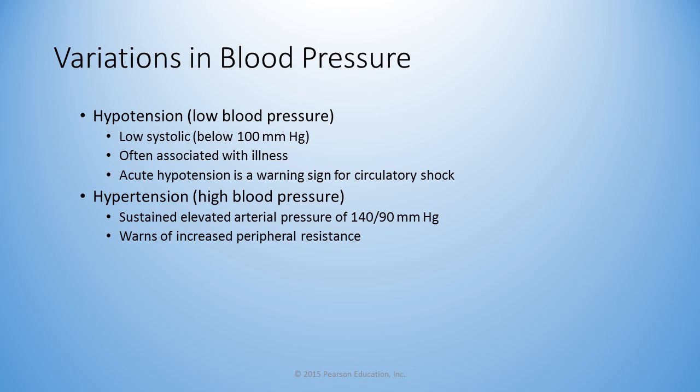Hypertension, which is high blood pressure, is when, sustained, the blood pressure is 140 over 90 or higher. And that needs to be taken seriously as a warning. There may be what we refer to typically as peripheral resistance, which could mean you have a buildup of plaque in the arteries. And unfortunately, hypertension often does not show any outward signs or symptoms, so a lot of people do not even realize that they have it.